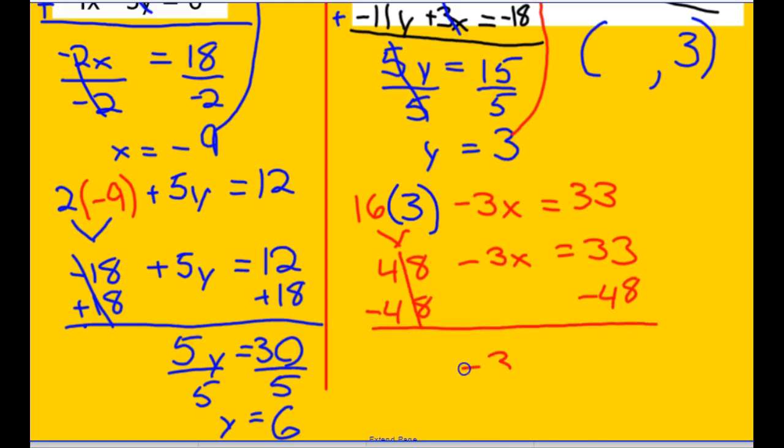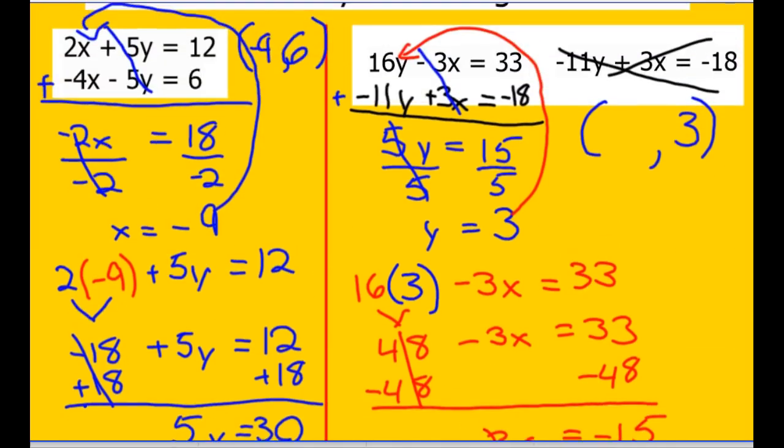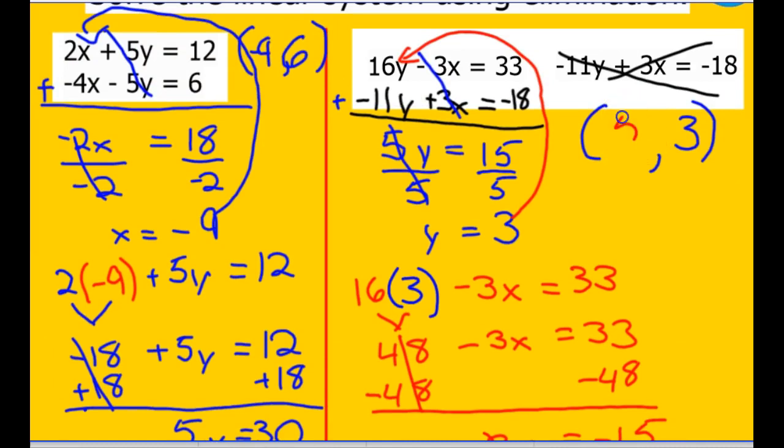We get negative 3x equals 33 minus 48, which is negative 15. Divide by negative 3, divide by negative 3. Those cancel out. We get x equals negative 15 divided by negative 3, which is positive 5. So our x then is positive 5.